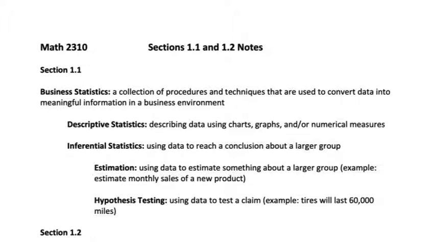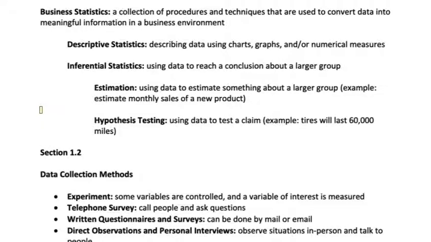In inferential statistics, we go a step beyond just describing, and we use our data to reach a conclusion about a larger group. So for example, we might estimate something. We might give a small group of people a new product, have them try it out, and ask them what they think about it, and if they would be likely to buy that product if they saw it in a store.